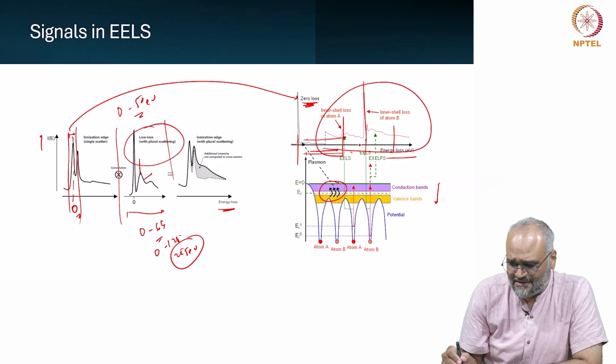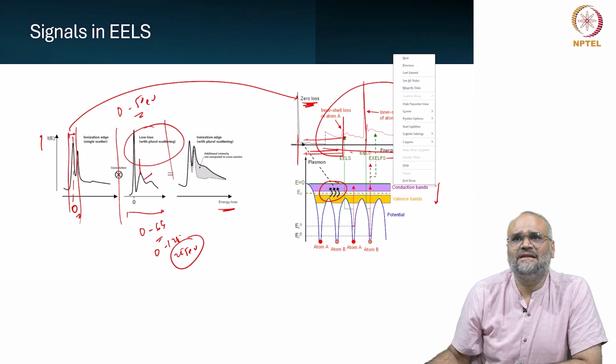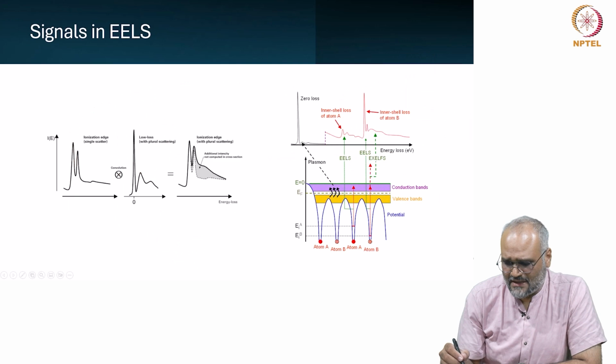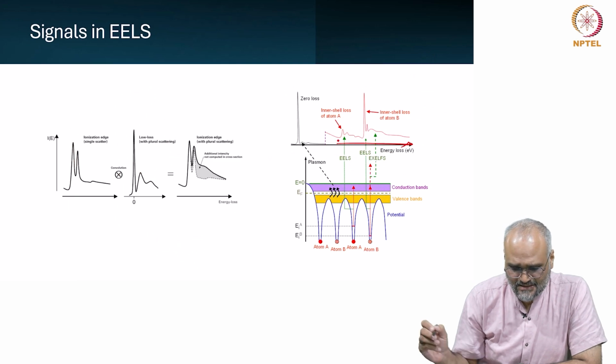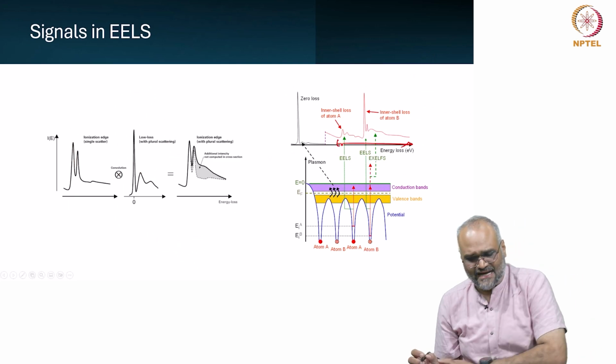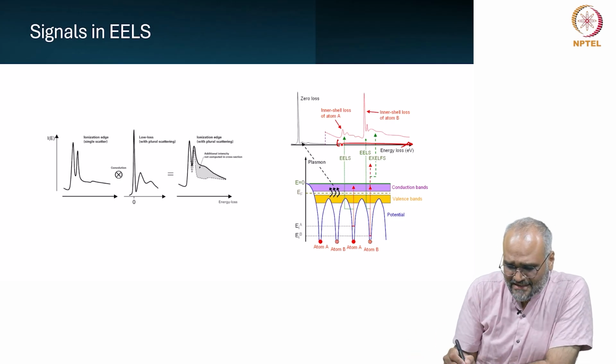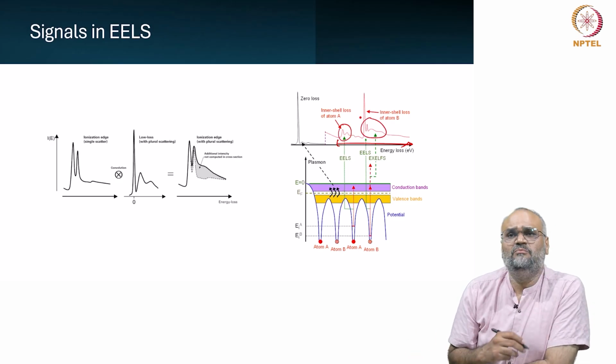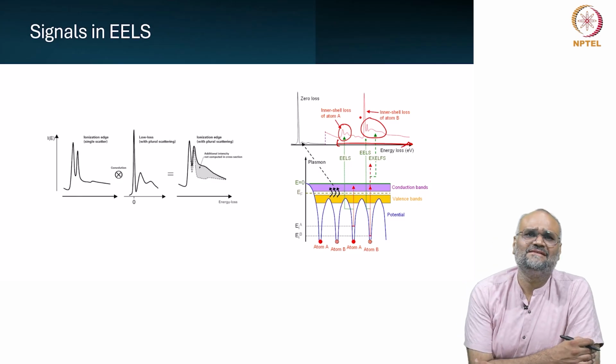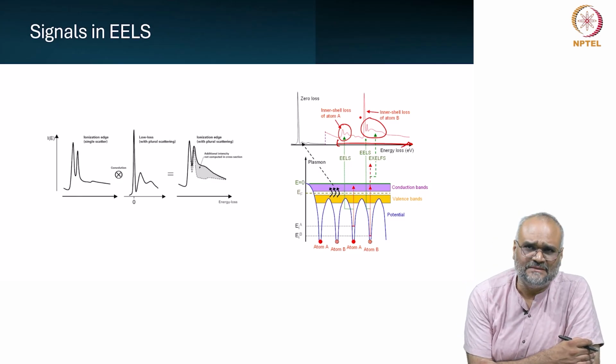And when I look at this signal, let me quickly erase this content again. If I look at the ionization edges and the EELS near edge structure, I can get information on the bonding and the chemical signature of whatever elements are present.